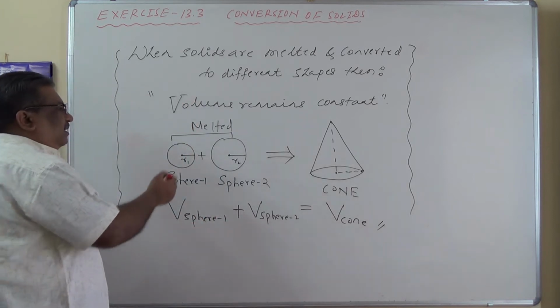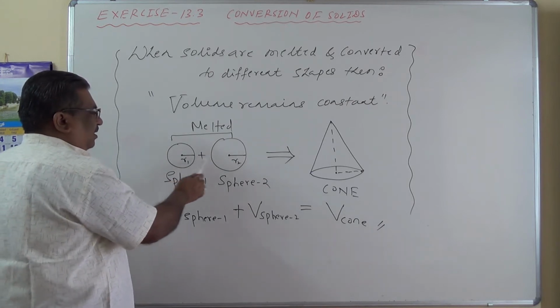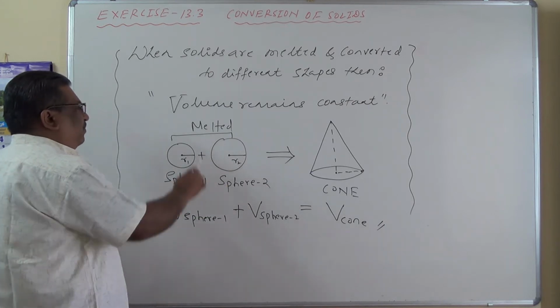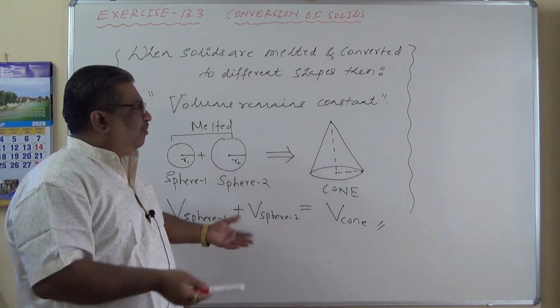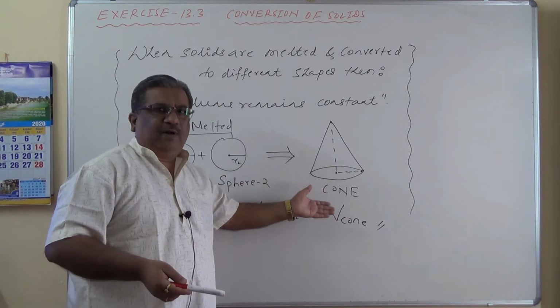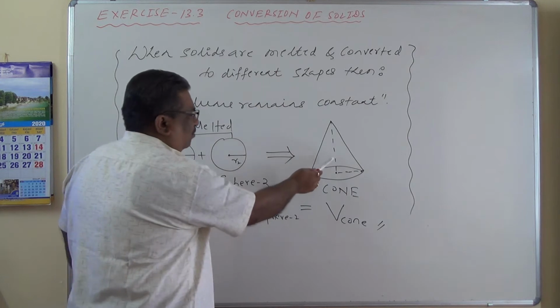One example I can illustrate here. There are two spheres taken. Sphere 1 is of radius r1 and this sphere is of radius r2. If I melt both these and mix them together and then create one more shape in the form of a cone, then volume of sphere 1 plus volume of sphere 2 should be equal to volume of cone.